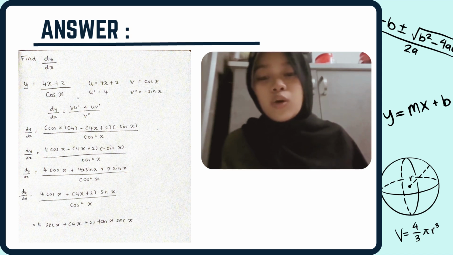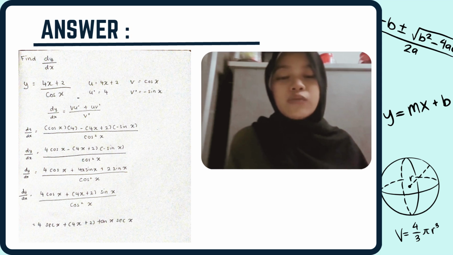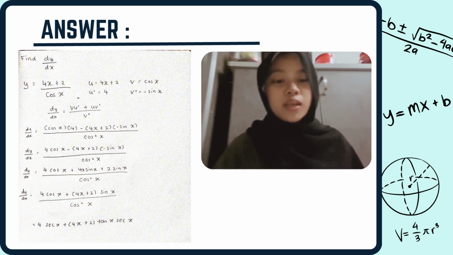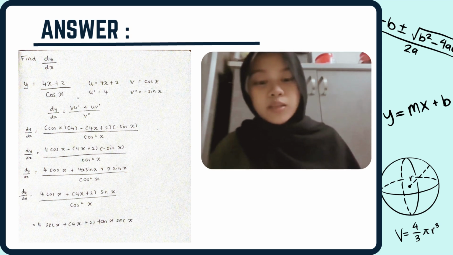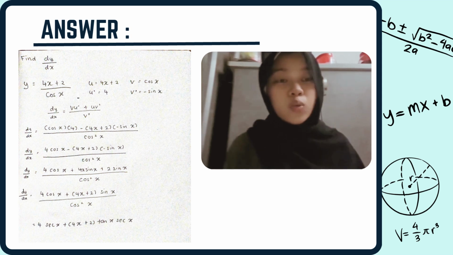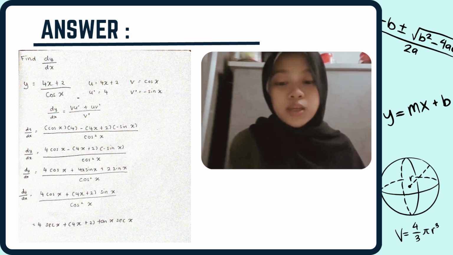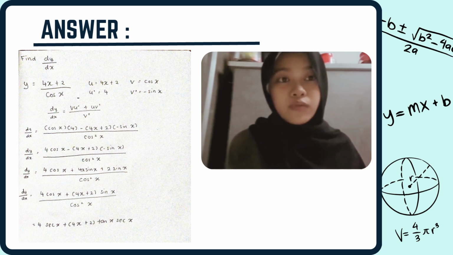As you can see, dy over dx equals cos x in the bracket 4, minus 4x plus 2 in the bracket, negative sin x in the bracket, over cos to the power of 2 x. Then you will get 4 cos x plus 4x sin x plus 2 sin x over cos to the power of 2 x. We can simplify it and we get dy over dx equals 4 cos x plus (4x plus 2) in the bracket sin x over cos to the power of 2 x as the final answer for the derivative.